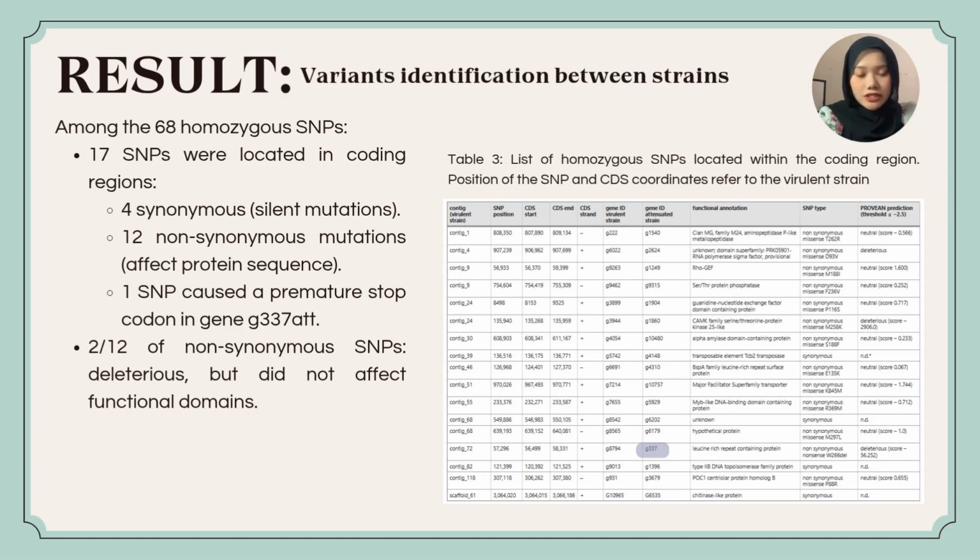Variance identification between strains. After removing the sequencing errors, 68 homozygous SNPs were retained. Of the 68, 17 were located within coding regions. Of these, 4 were synonymous, 12 non-synonymous, and 1 caused a premature stop codon in a protein of the attenuated strain. Out of the remaining 12 non-synonymous SNPs, 2 were deleterious but did not affect functional domains.